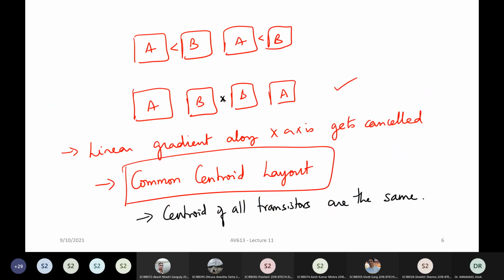So you only have to use your logical sense to say that if there is some gradient which has a component along both x and y axis, I have done a layout in such a way that the linear gradients are taken care of.